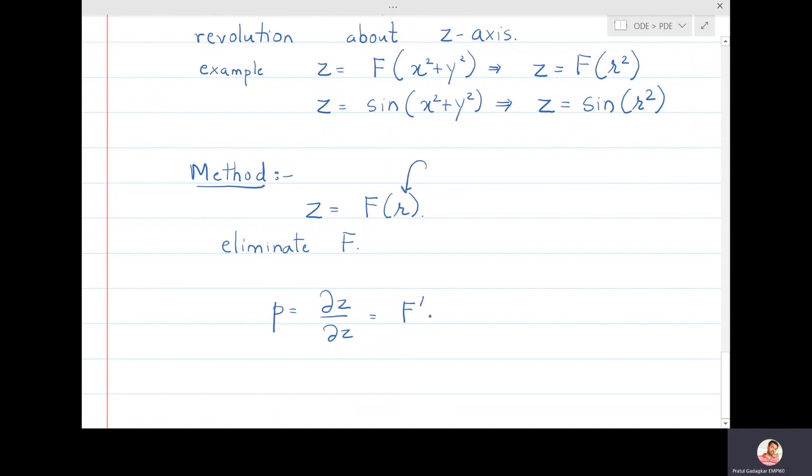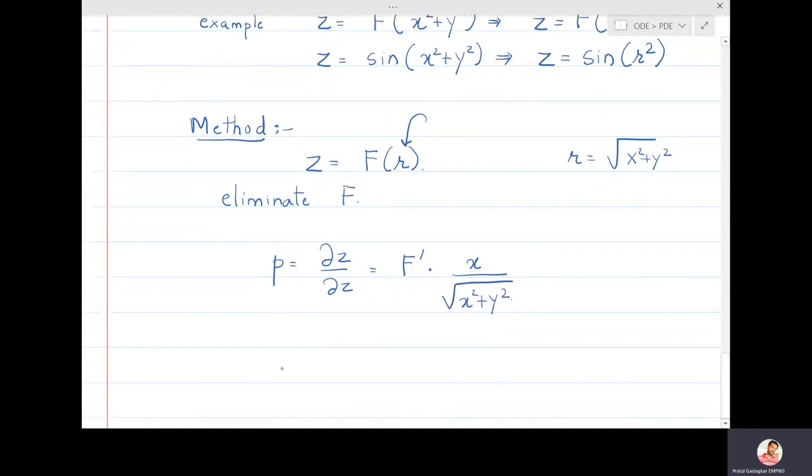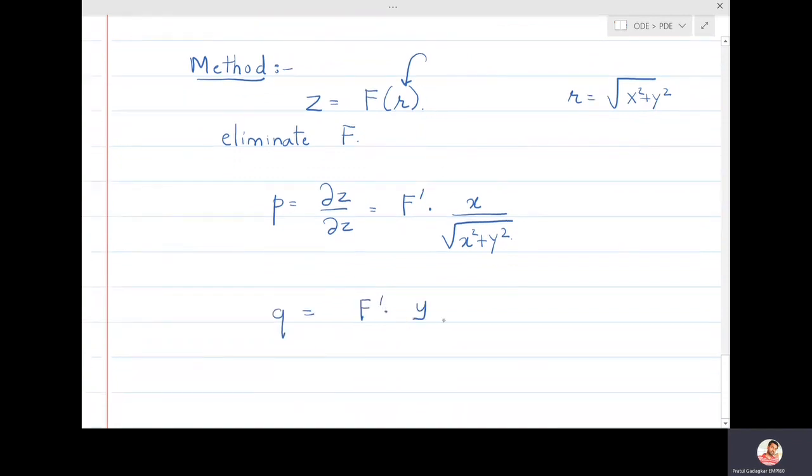What is the derivative of r? r was square root of x square plus y square. What is the derivative of r with respect to x? It is x upon root x square plus y square. The two has cancelled. Similarly, if I find q, it will become f dash into y upon root x square plus y square.